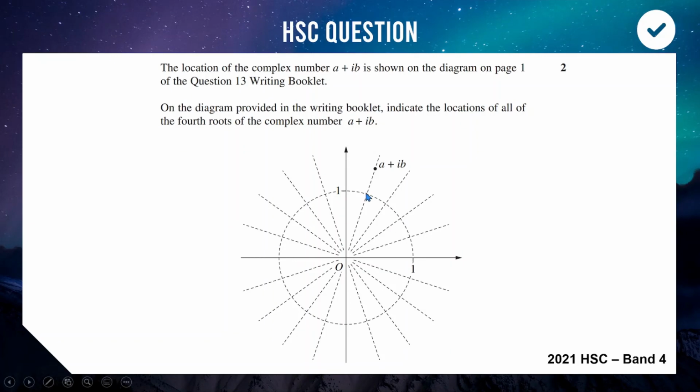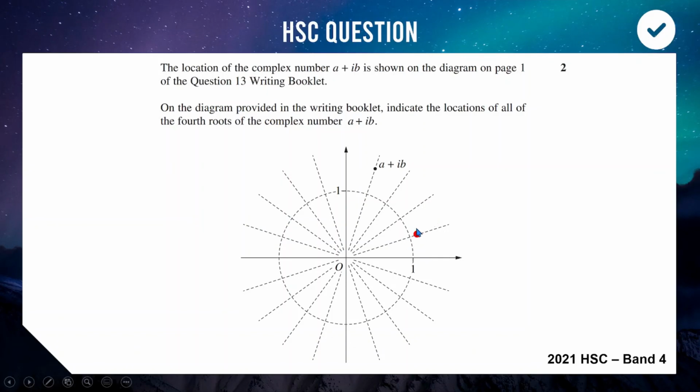First of all, we know that the magnitude or the modulus of our complex number a plus ib is greater than 1. This is important because we know that when we take the 4th root of this number, it's going to be a number smaller than what it is now. Imagine this is like 1.3. If you did the 4th root of that, you would be closer to 1, but you wouldn't be on 1. Here is where I know the first of our 4th roots are.